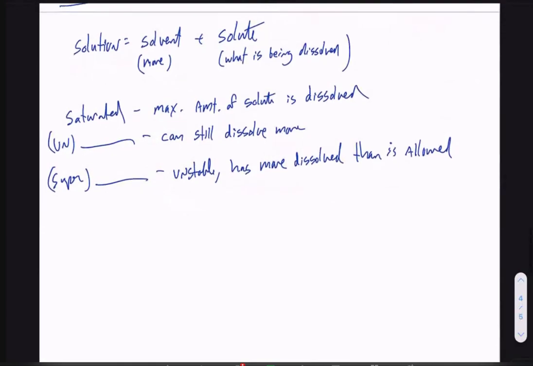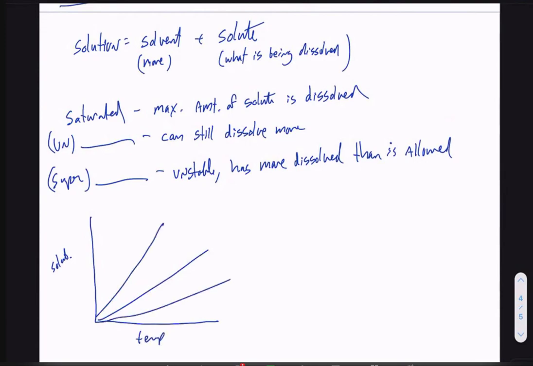We talked about solubility curves, what they mean. Different substances have different patterns. Main idea, solids are more soluble as temperature increases, gases are less.